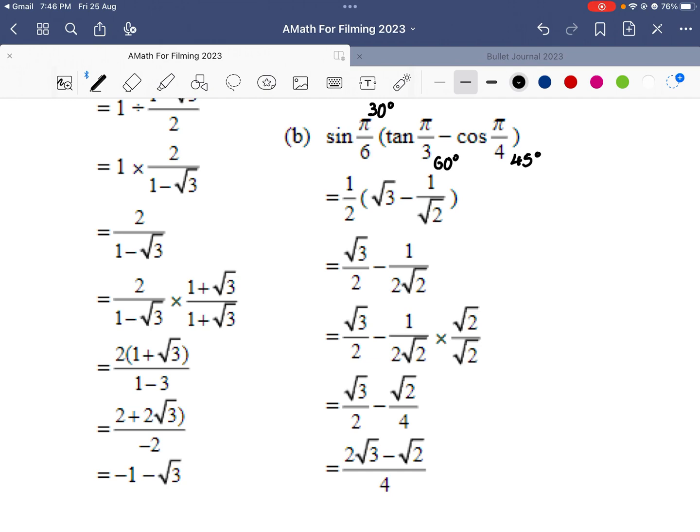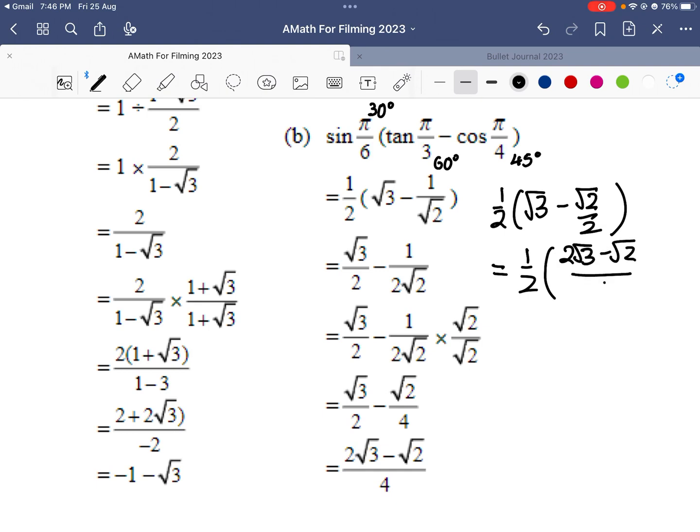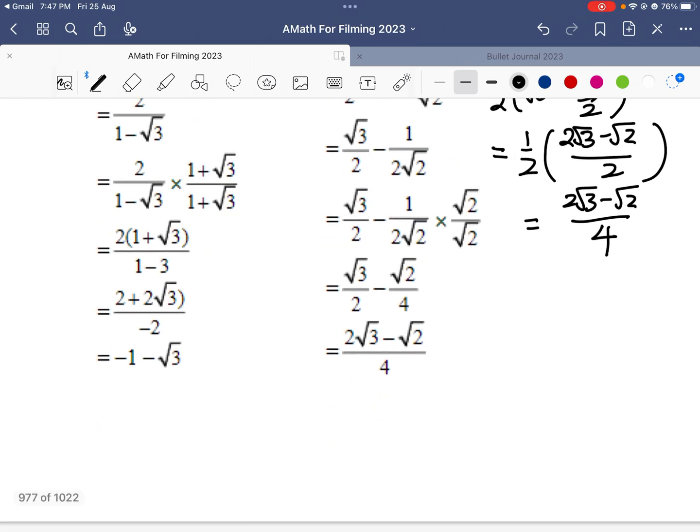Or actually, I prefer to memorize cosine of 45 degrees as root 2 over 2. Now, what happens here is this. If I start to combine the fraction, I will try to do something slightly different from the answer suggested there. 2 minus root 3 over root 2, divided by 2. What I'm doing is just combining the two terms inside the brackets. Then I multiply the half in. So I get 2 root 3 minus root 2 over 4. I think it's a shorter method than what is suggested by the model answer there.